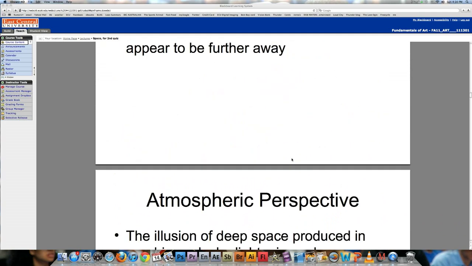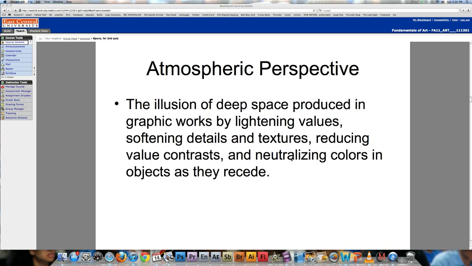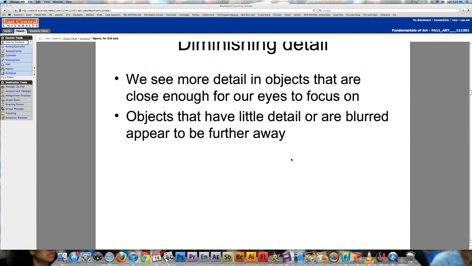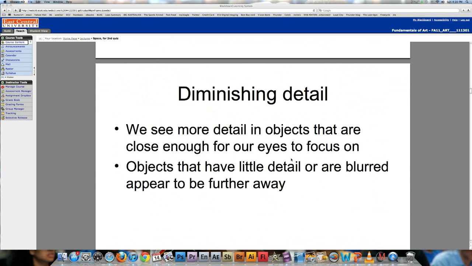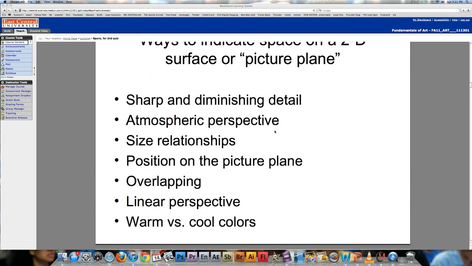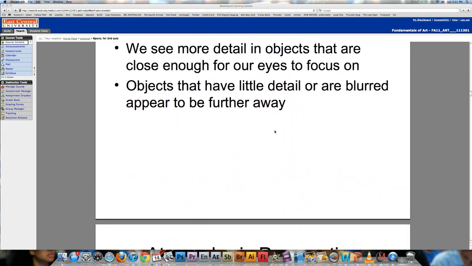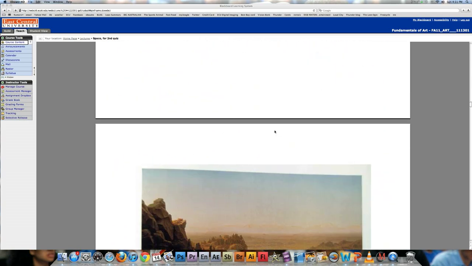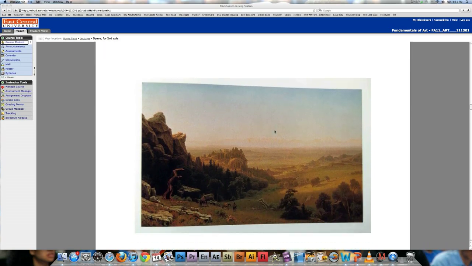And here's what I just got through. I didn't realize that this was on here. I guess I could have saved my voice a little bit, but here's further descriptions on all of these ways to show space. We have diminishing detail, atmospheric perspective, and here's an example of atmospheric perspective.